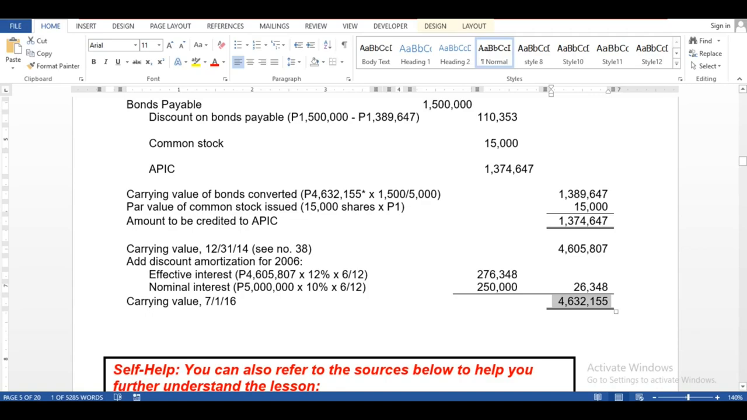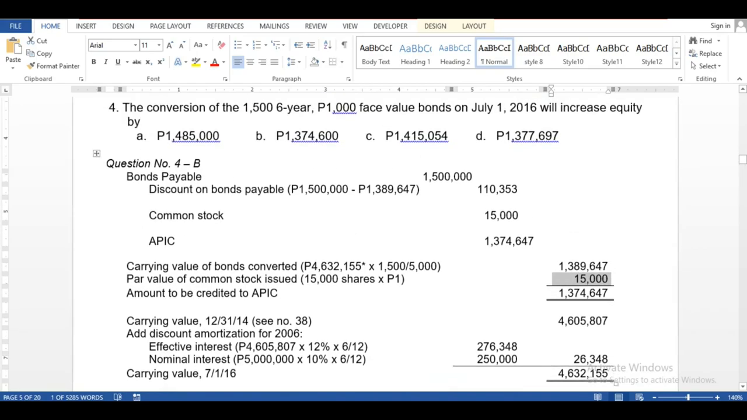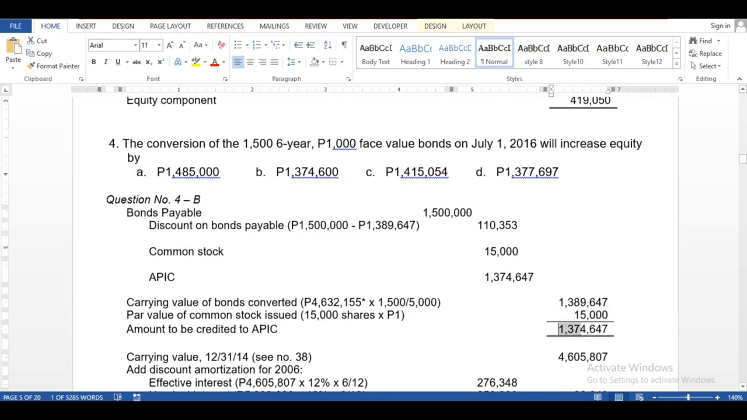Kasi hindi lahat ng bonds kinonvert, only 1,5. So ito 4,632,155, which is yung carrying value of the total bonds as of July 1, 2016, multiplied by yung fraction, which is yung portion lang na na-convert. So meron siyang carrying value of the converted bonds na 1,389,647. And then deduct mo lang po itong par value of the common shares issued. So meron po siyang, hindi siya liability, additional credited to APIC. Additional paid in capital. So 1,374,647. So this is the answer.